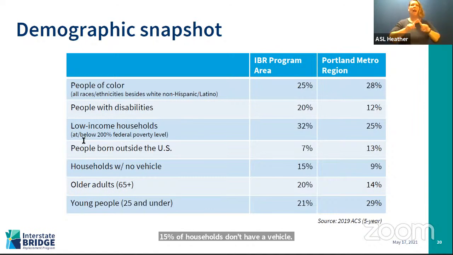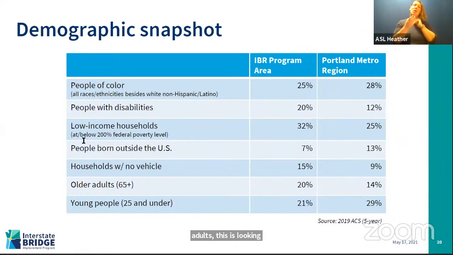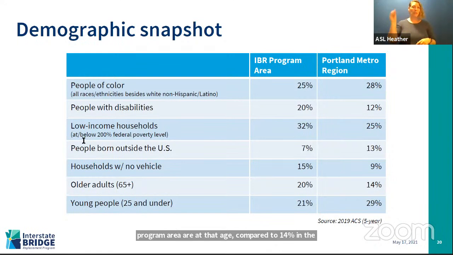Older adults, similar to people with disabilities, and for older adults, this is looking at people over 65, 20% in our program area are at that age, compared to 14% in the region. And then finally, young people, 21% are 25 or younger, compared to 29% in the region. So the program area is a little older than the rest of the region on average.